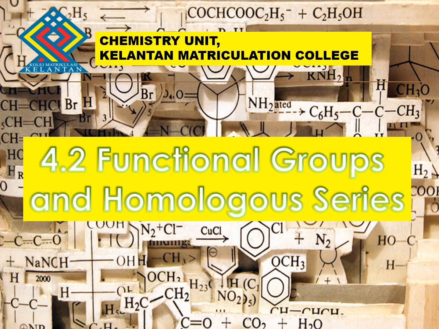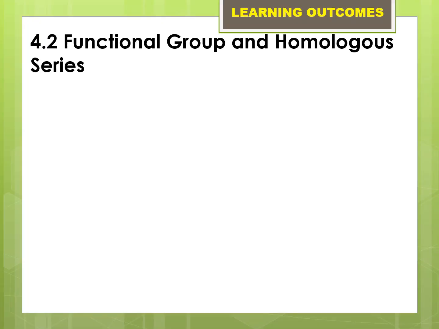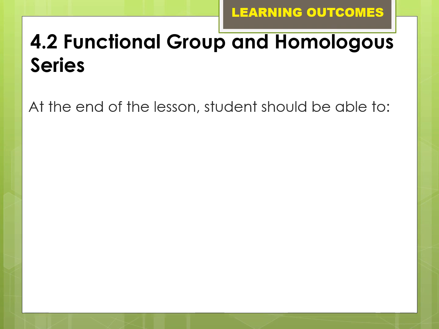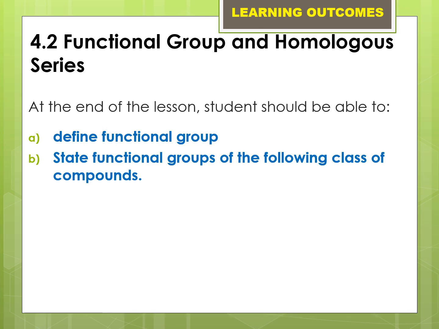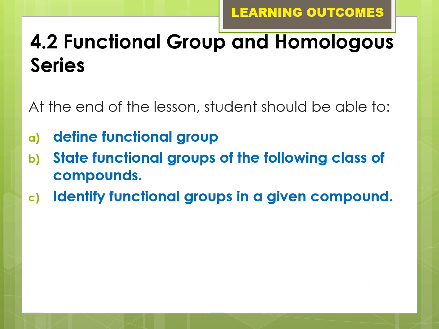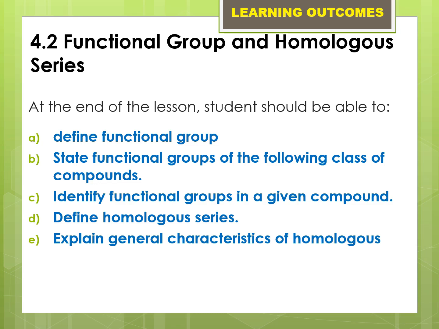Subtopic 4.2 Functional Groups and Homologous Series. Learning outcomes for 4.2: at the end of the lesson, students should be able to: A. Define functional group. B. State the functional group of the following classes of compound. C. Identify the functional group in a given compound. D. Define homologous series. E. Explain the general characteristics of homologous series.